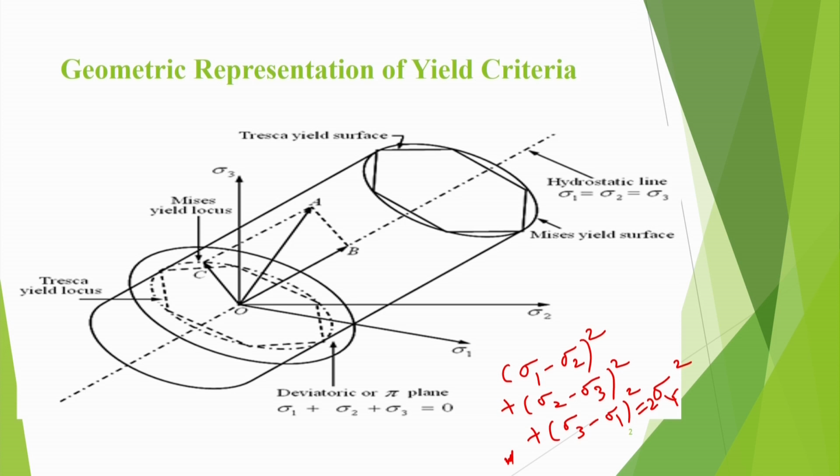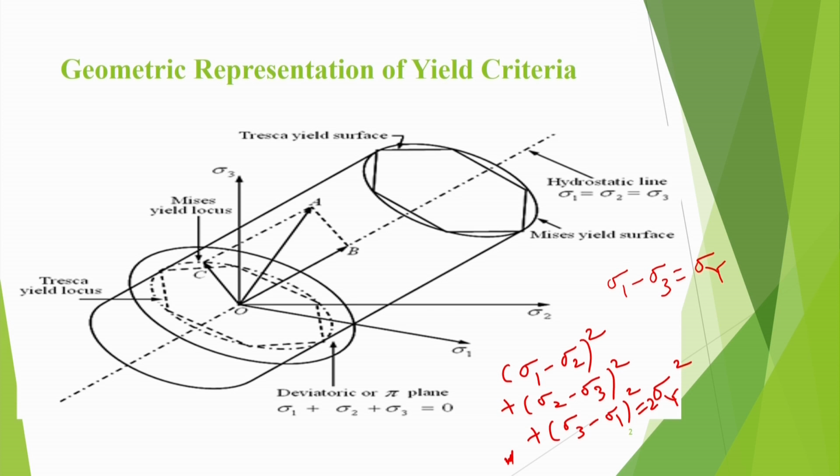Similarly, you can have the Tresca criteria, means suppose we say sigma 1 minus sigma 3, highest minus lowest, is equal to sigma y. So we can say if that condition is satisfied, then according to the Tresca criteria it fails. Here also, if sigma 1 is 300 and sigma 3 is equal to 300, the material will not fail. So these two scientists have given the criteria.